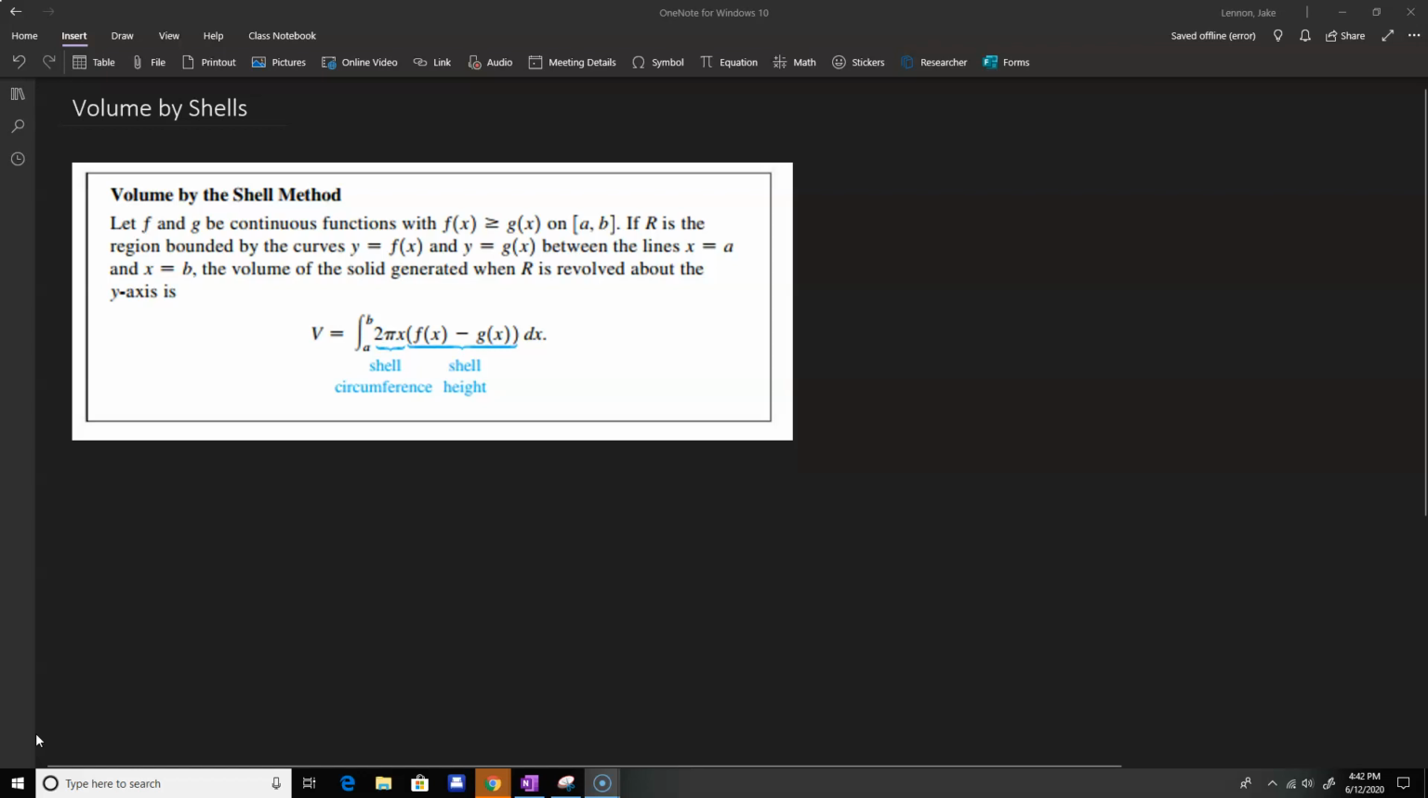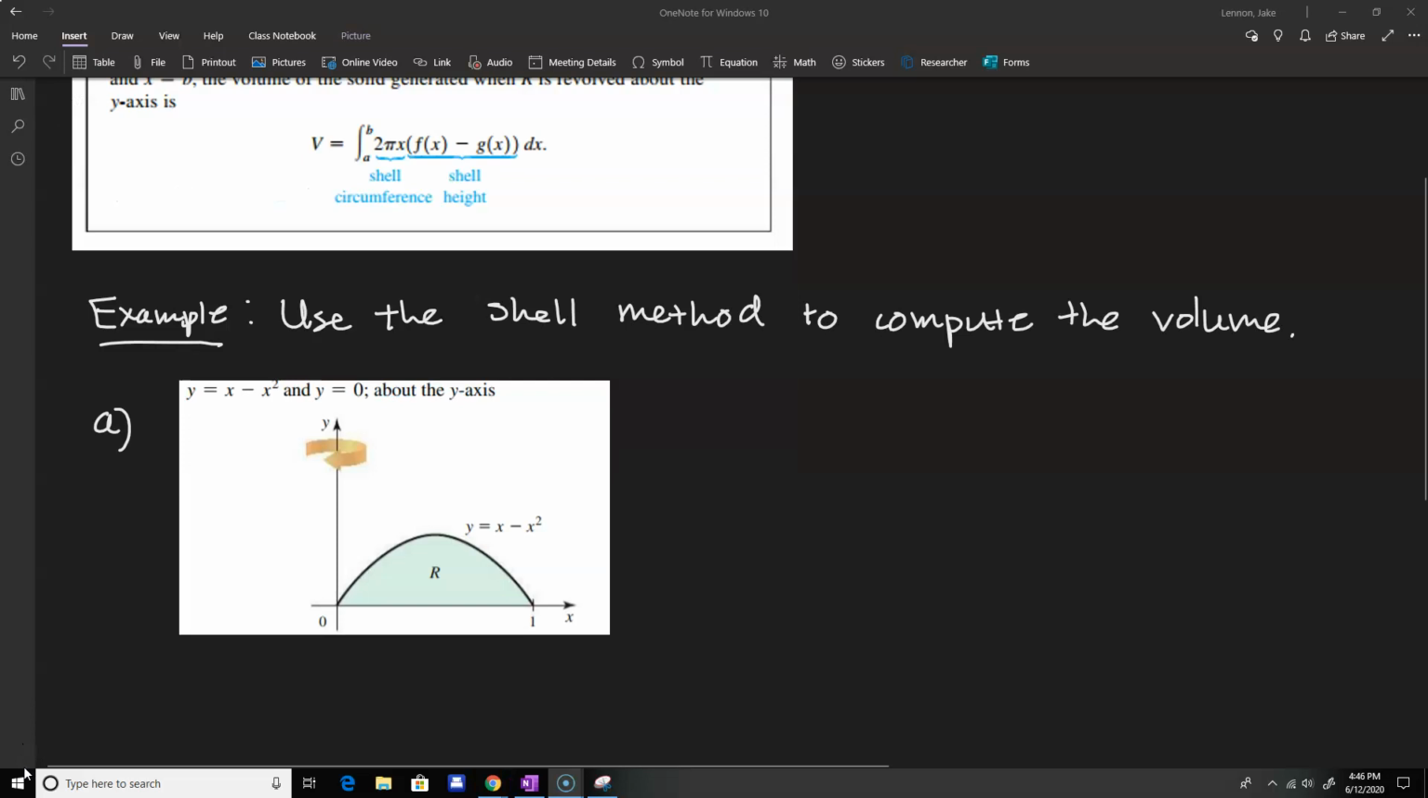Then for the volume, you basically just integrate from a to b, and you have the shell circumference, 2 pi x, times the shell height, which is going to be the difference in the heights of the two functions. So really, it's kind of like filling up these three-dimensional objects with a bunch of cylinders. And so we'll look at some examples and see how to do that, but really the setup has less thinking to it, I think, than the washer method.